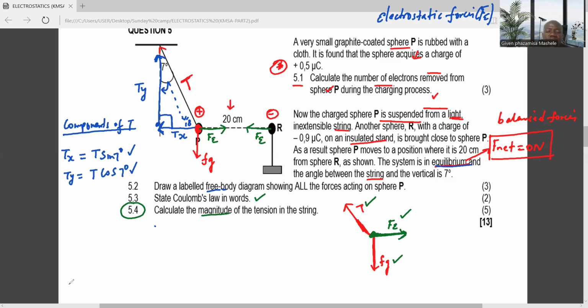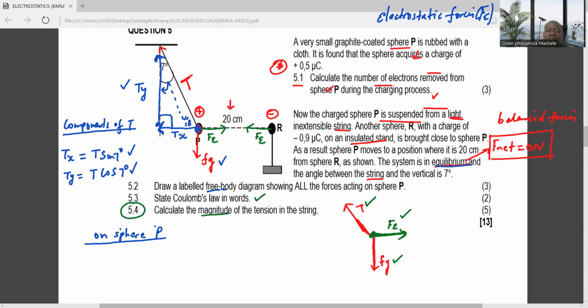So what you're going to do, you're going to say, okay, fine. How many forces on sphere P are vertical? On sphere P, the forces that are vertical are two: the Ty and the Fg. So it is the vertical component of the tension and also the force of gravity.